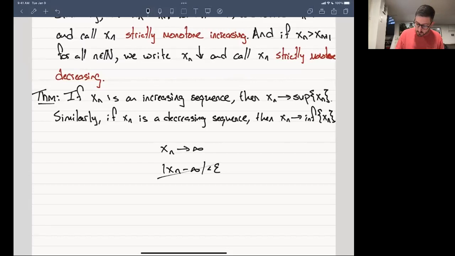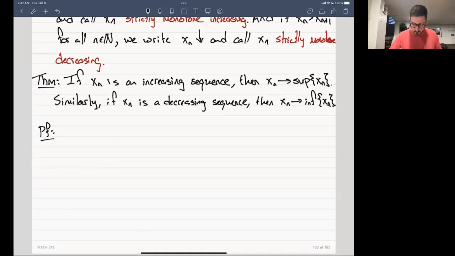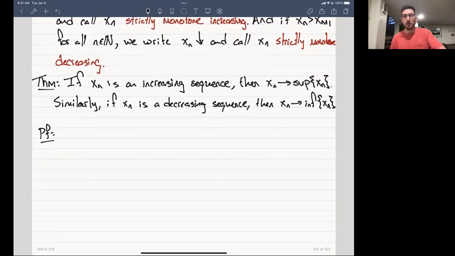So I want you to be very, very careful about what's being said here. Remember, the supremum can either be finite or infinite. And so when it's infinite, we understand this as diverging to infinity. Remember, we gave this definition in the second lecture. Okay, so that means that the proof of this is going to be broken into two different components: when the supremum is infinite or when the supremum is finite. So let's talk about case one.